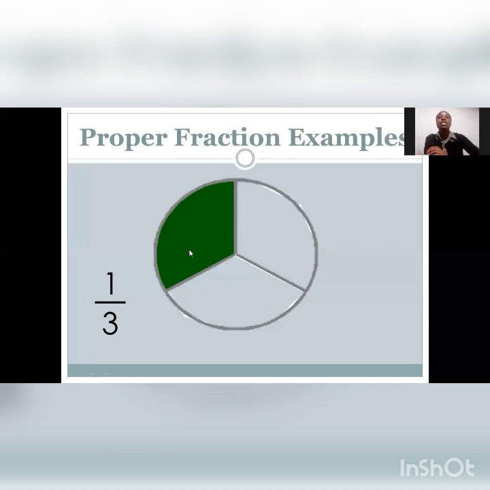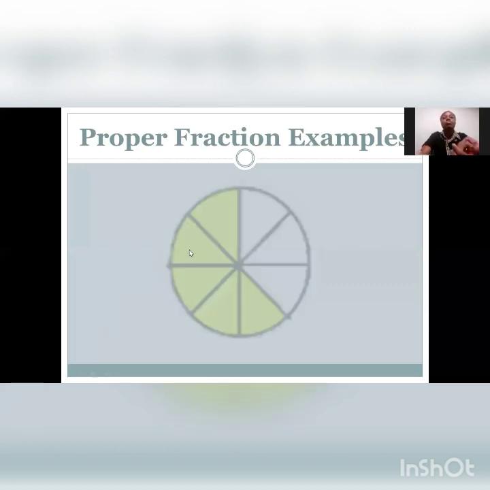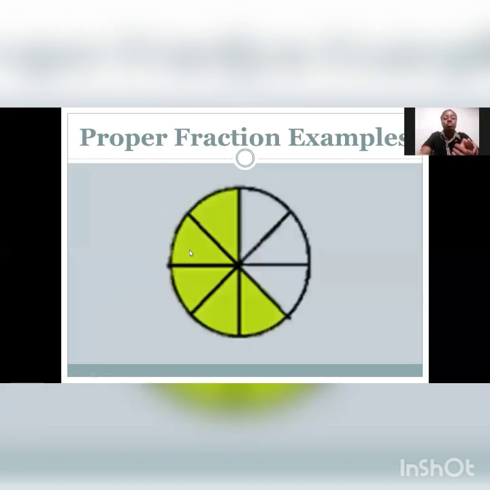Now let's take a look at our last example. We have 1, 2, 3, 4, 5, 6, 7, 8. 8 equal parts. How many of them are shaded? 1, 2, 3, 4, 5. So this would be written as 5/8.